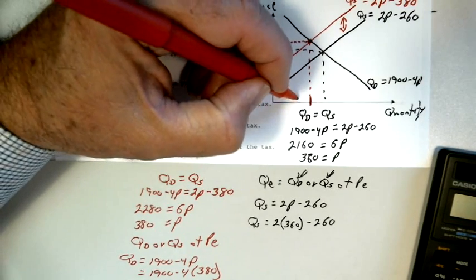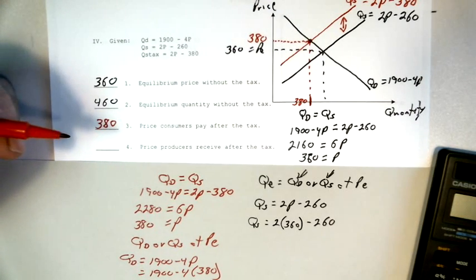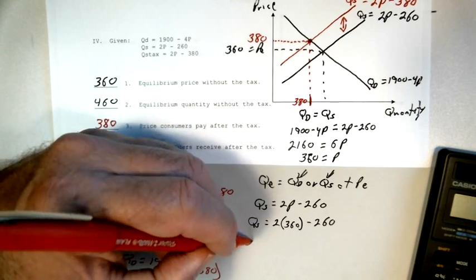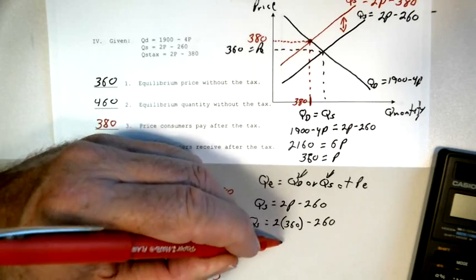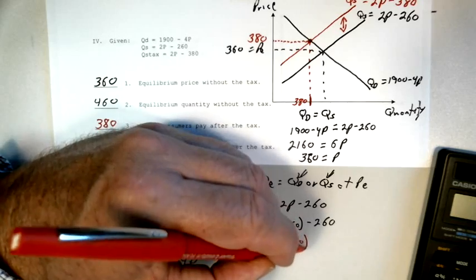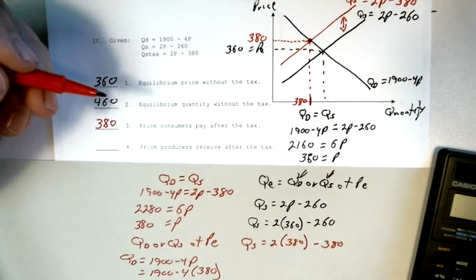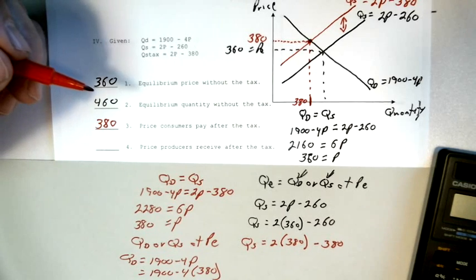It's kind of a coincidence that it's the same number. And so I'm going to check, make sure I have it right. I solved that by using the demand equation. Now I'll try it with using the supply equation. So it should be QS is equal to 2 times the equilibrium price, which was 380, minus 380. And I can see already that that's correct. So the equilibrium quantity is 380.